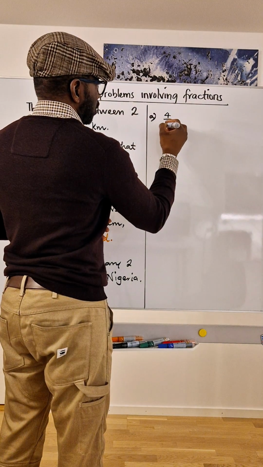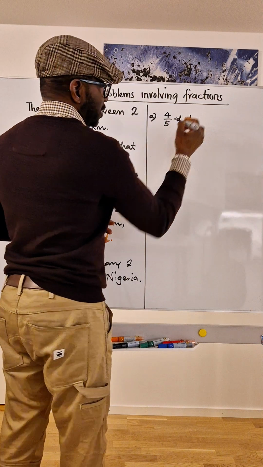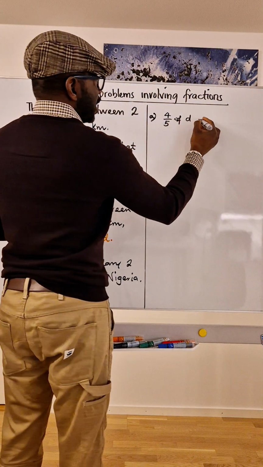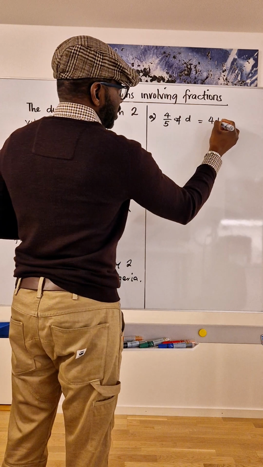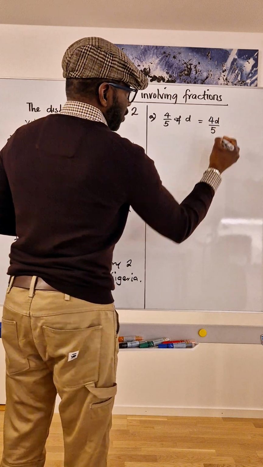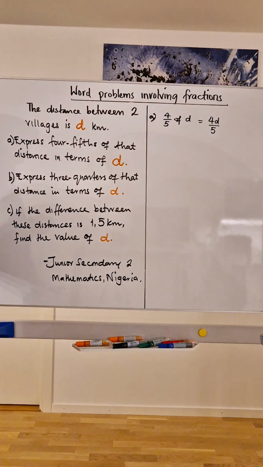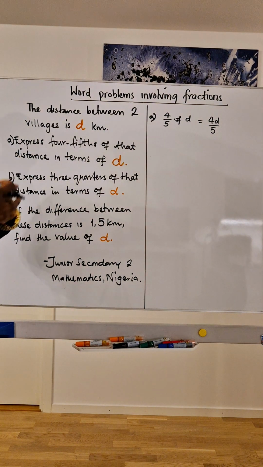4/5 of d is the same thing as 4d over 5. 4/5 of d is like we multiply 4 over 5 times d. So we get 4d over 5. That's just going to be an expression.